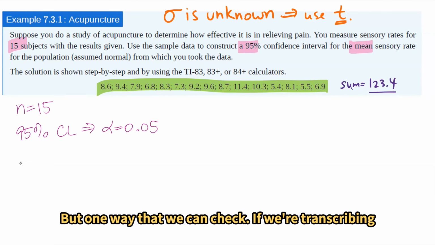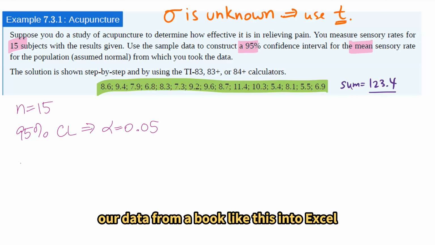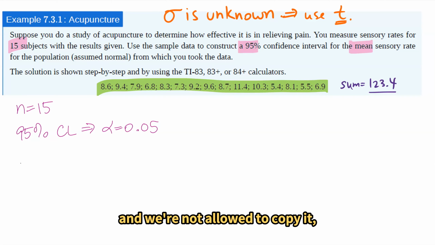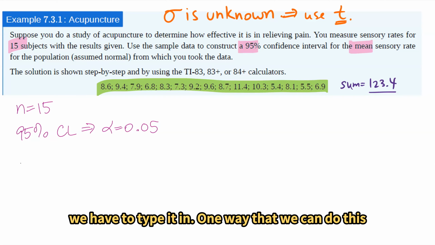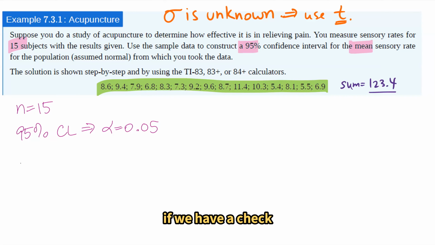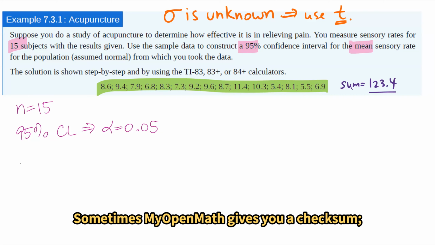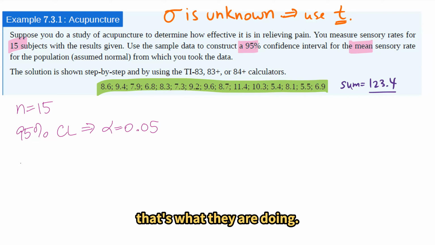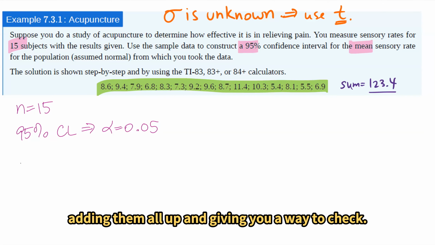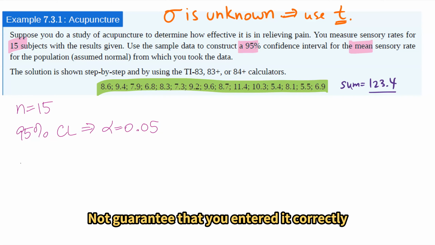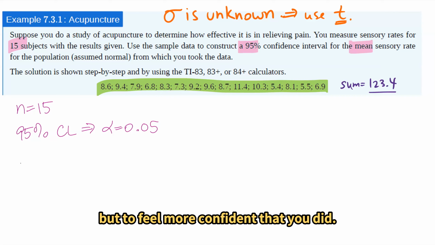One corrects the other one, and that's going to throw off our calculations a little. But one way that we can check if we're transcribing our data from a book like this into Excel, and we're not allowed to copy it, we have to type it in. One way that we can do this is if we have a check, and I'm giving you that check. Sometimes it won't be given. Sometimes My Open Math gives you a checksum. That's what they are doing. They're taking the data, adding them all up, and giving you a way to check, not guarantee that you entered it correctly, but to feel more confident that you did.